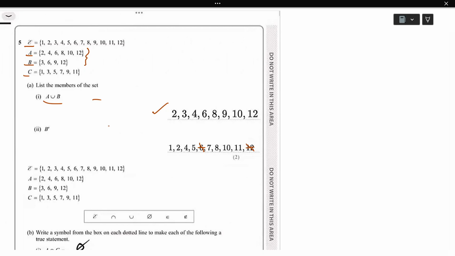That's correct. Next, B dash, the elements other than B. So other than the elements of B, we need to check the universal set. B is 3, 6, 9, 12. Other than 3, 6, 9, 12, all the numbers are going to come. So 1, 2, 4, 5. This 6 cannot be, because 6 is in the B set. So 7, 8, 10, 11, and 12 also cannot. So other than 3, 6, 9, 12, the rest all come from the universal set.